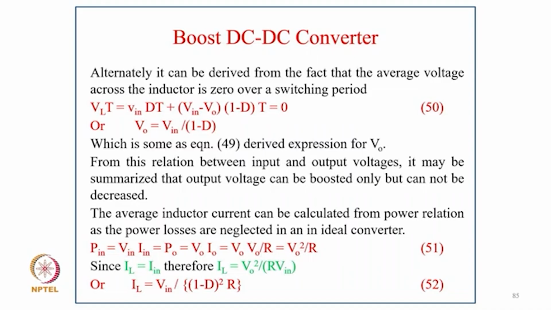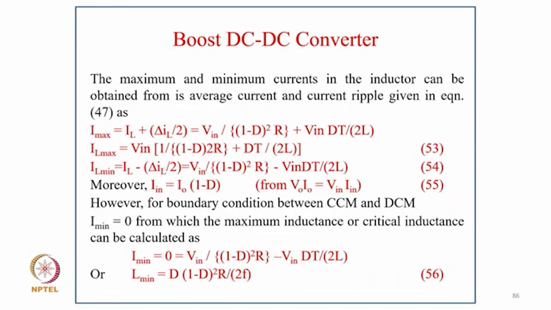So the average inductor current can be calculated from the power relation, as the power losses are neglected in an ideal converter. Pin equal to Vin Iin equal to PO equal to VO IO, that is equal to VO upon R, or VO square upon R. So since IL is Iin, therefore IL equal to VO square divided by R Vin, or IL equal to Vin upon (1 minus D) square into R.